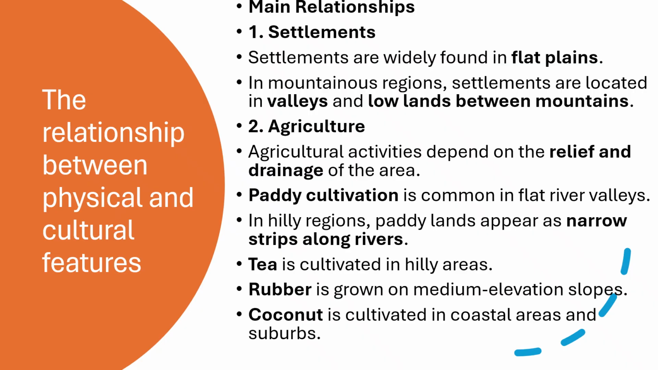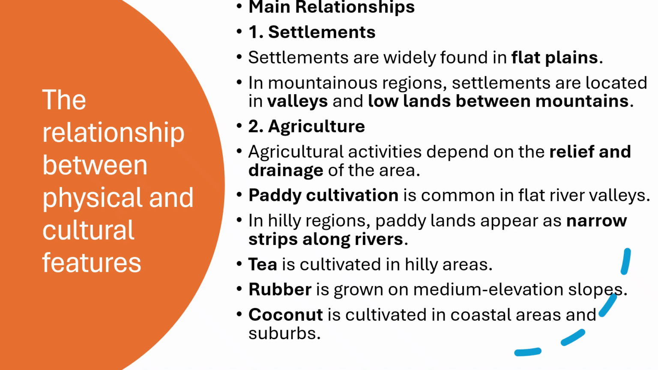Now let's see the relationship between physical and cultural features. Main relationships. First, settlements. Settlements are widely found in flat plains. In mountainous regions, settlements are located in valleys and lowlands between mountains. Agriculture. Agricultural activities depend on the relief and drainage of the area. Paddy cultivation is common in flat river valleys. In hilly regions, paddy lands appear as narrow strips along rivers.